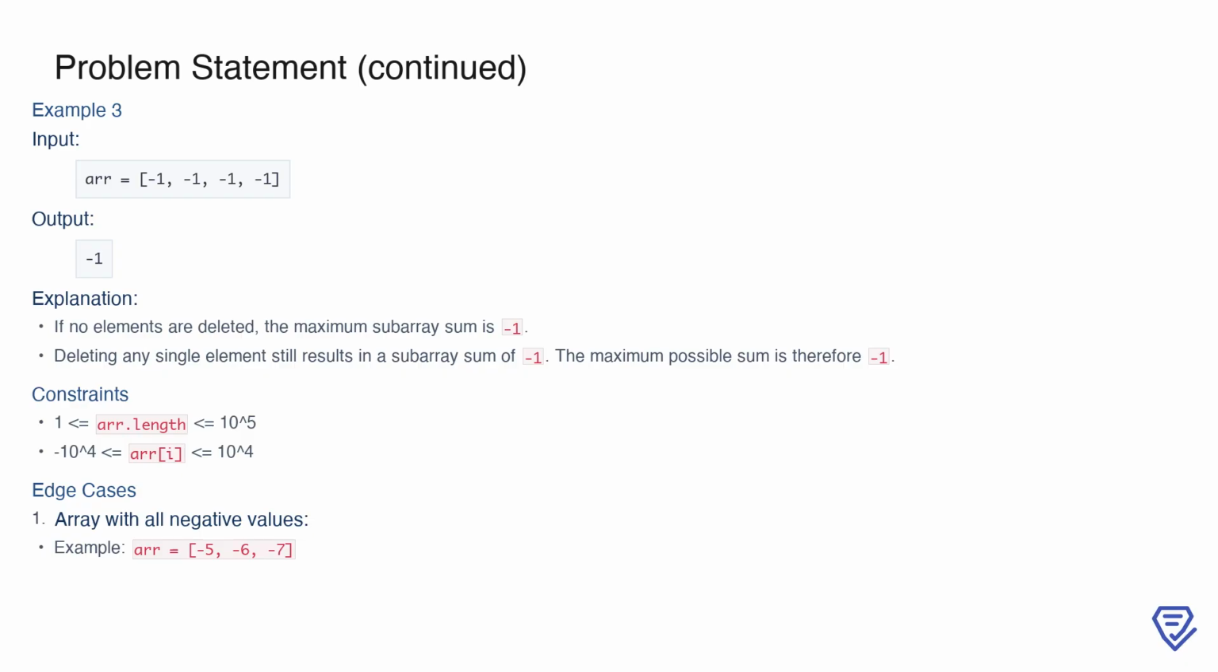Let's also review the constraints for this problem. The array length can range from 1 to 100,000, and each element in the array can have a value between -10,000 and 10,000. These constraints mean your solution needs to be efficient to handle large inputs. Additionally, there are some key edge cases to consider, such as arrays with all negative values, all positive values, or arrays with only one element.